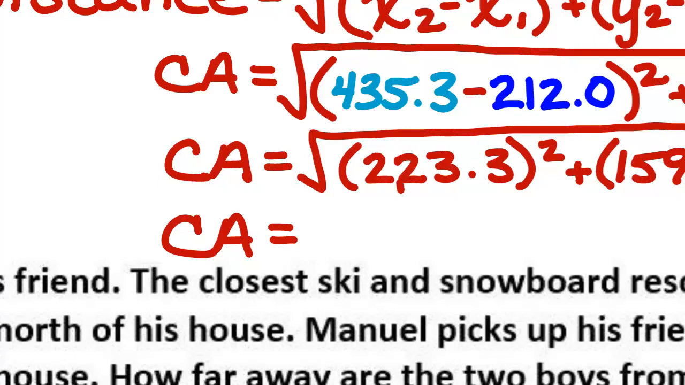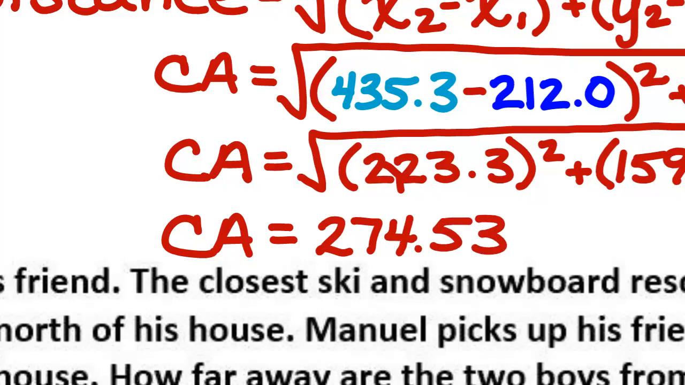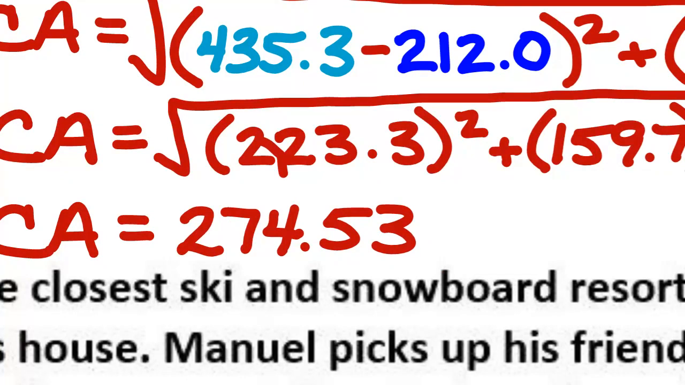I got 274.53 when I took it out to 2 decimal places. I got 274.53. If you guys are having trouble getting the same final answer as me, please let me know because I want to help you put this into the calculator so that you can get the correct final answer.